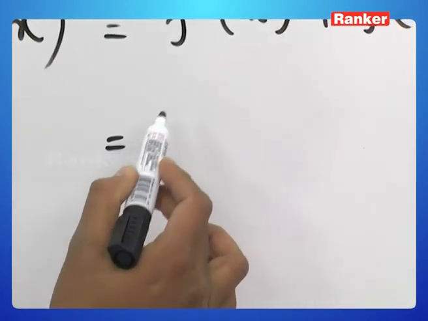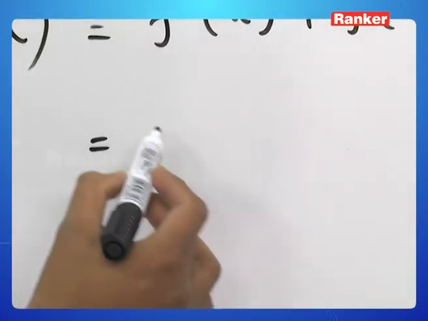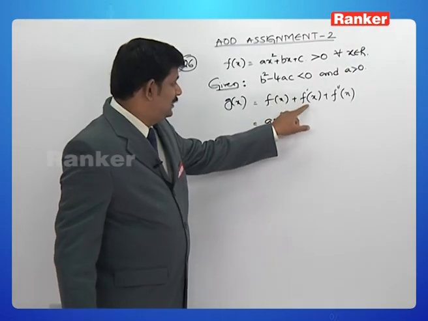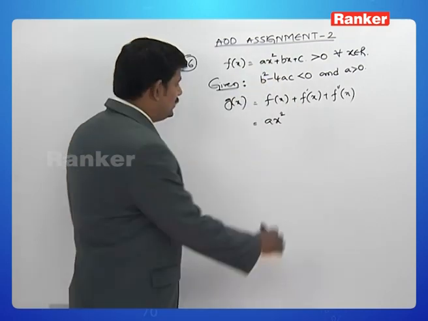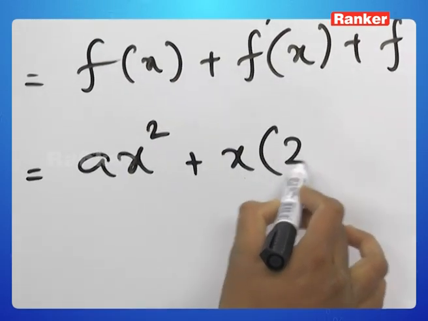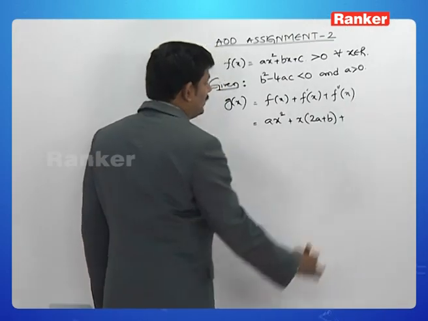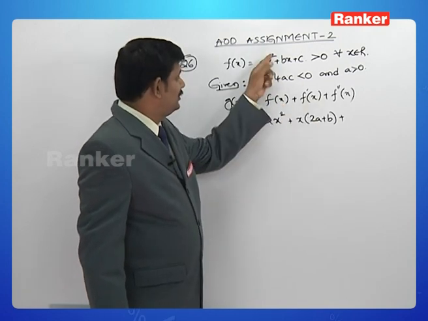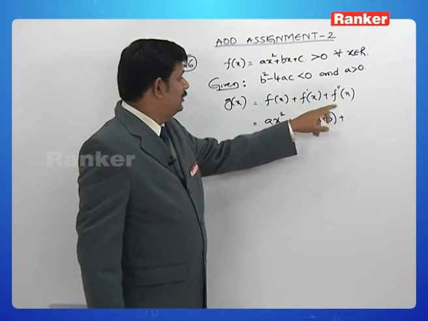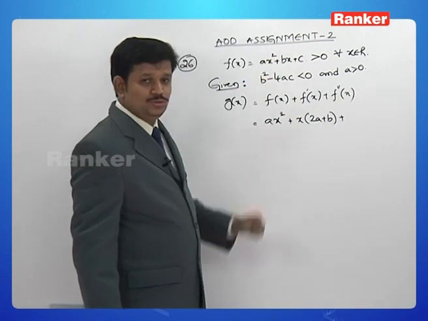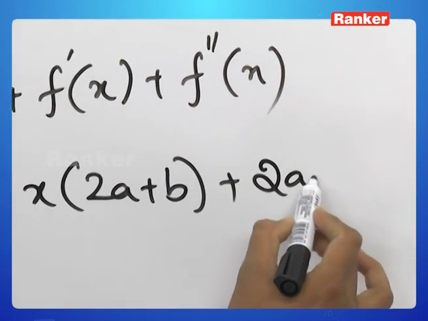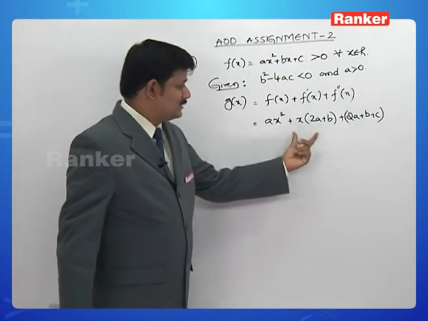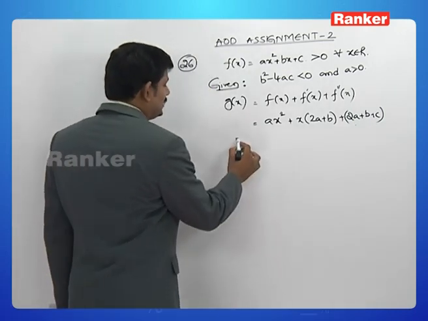So, let us see what is g of x. Ax square plus, we have bx here, in f dash x we have 2ax. So, x term would be x into 2a plus b plus constant term here is c, constant term when I differentiate 2ax plus b, and when I double differentiate I will be left with 2a. So, constant term is 2a plus b plus c. Now, this is g of x. Let me observe discriminant of g of x.